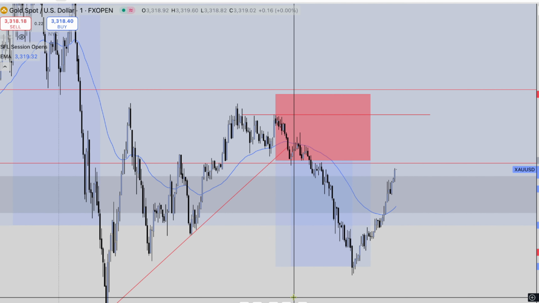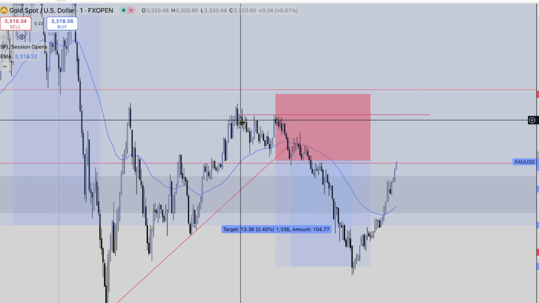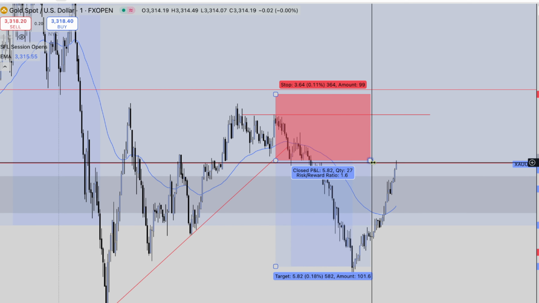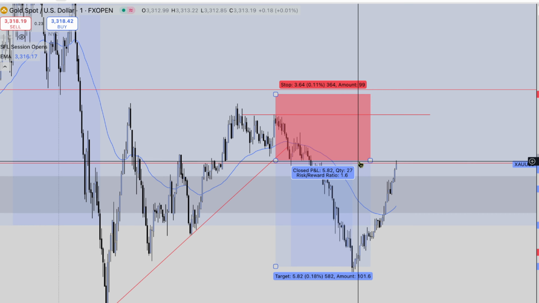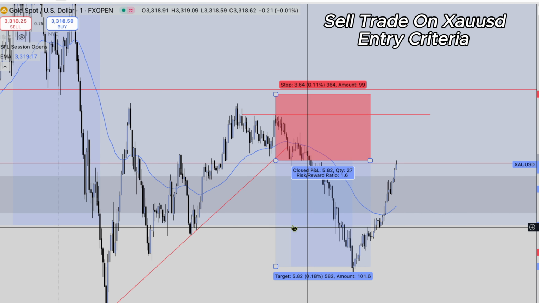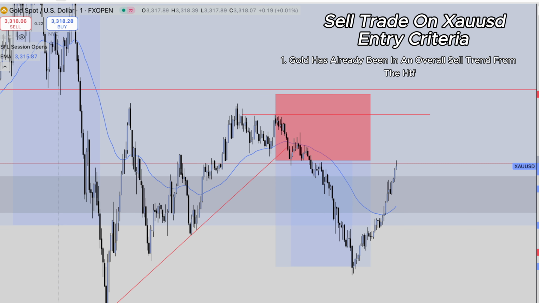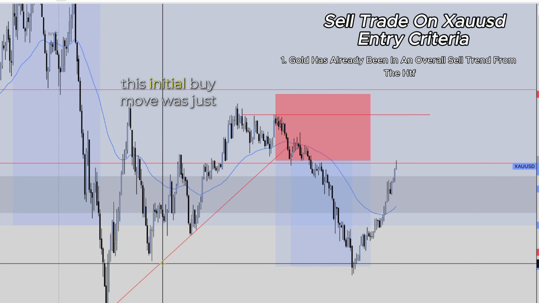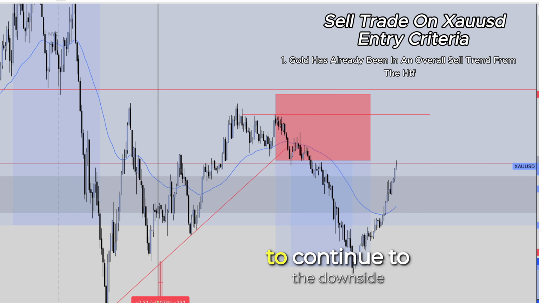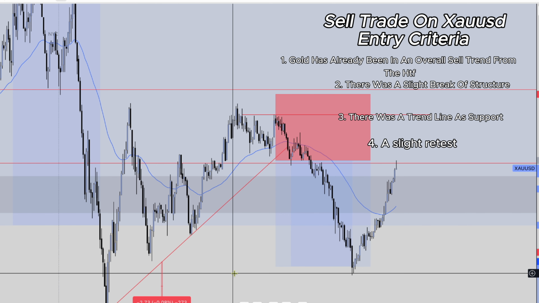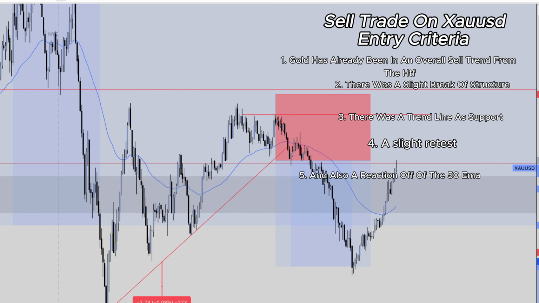This was a trade I was analyzing on gold on the 1 minute, and as you can see, it's moved into profit beautifully. Now, this would have been my third gold sell trade for today, but I didn't take it because I was editing this video. Just as we've been discussing all through this video, gold has already been in an overall sell trend, so this initial buy move was just a correction to continue to the downside. As you can see, there was a slight break of structure, there was a trend line. Even though we had a break of the trend line, there was also a slight retest and also a reaction off of the 50 EMA.